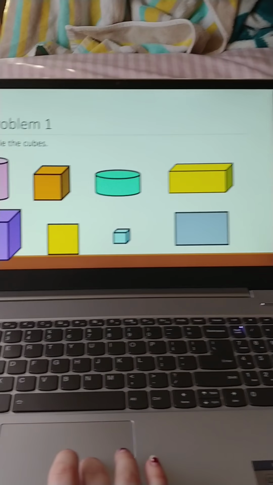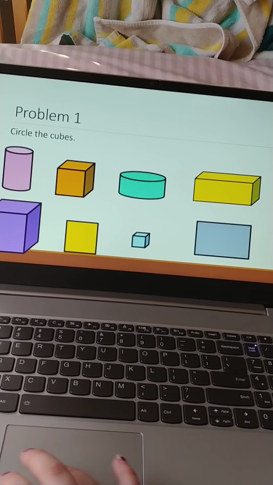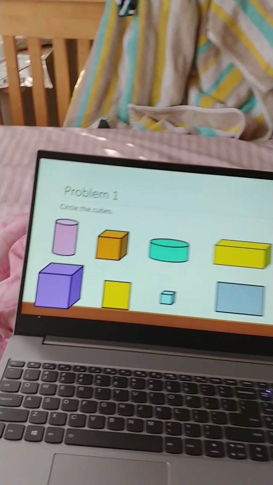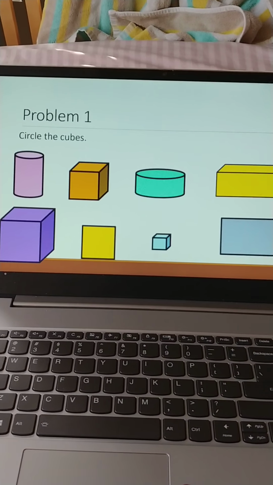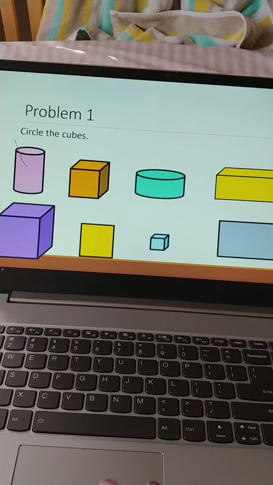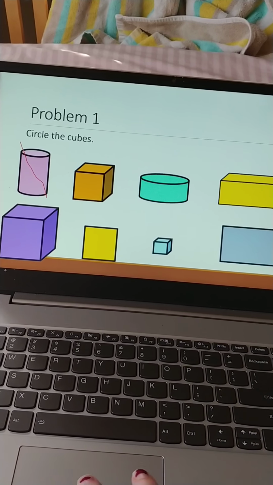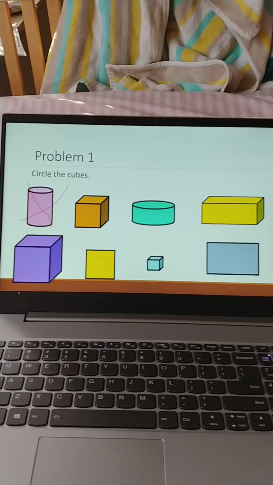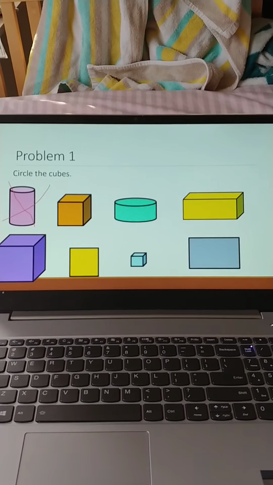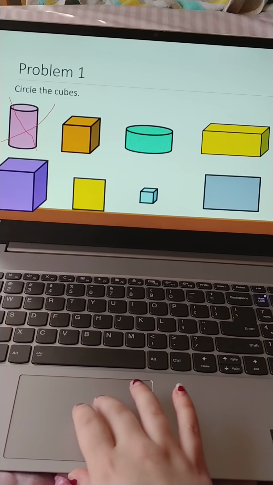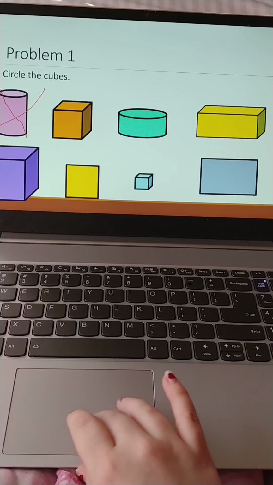So let's look at this first shape right here. So this shape, it does pop. So it is 3-dimensional. However, its faces aren't squares. So it is not a cube. So we'll put an X on that. The second figure, so this is also 3-dimensional. It pops out at you. And its faces are squares. So we can circle this figure right here.